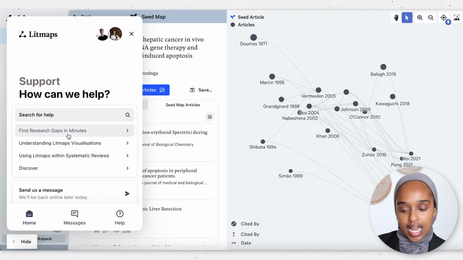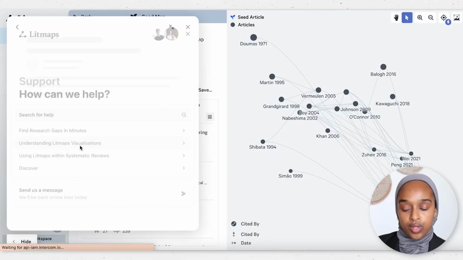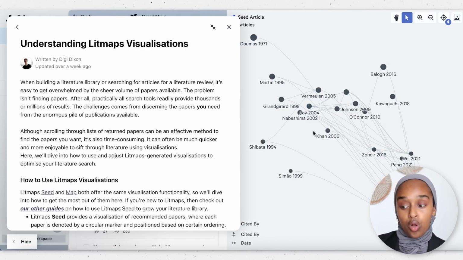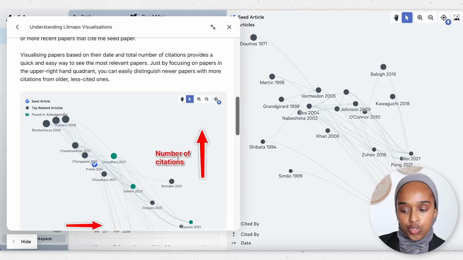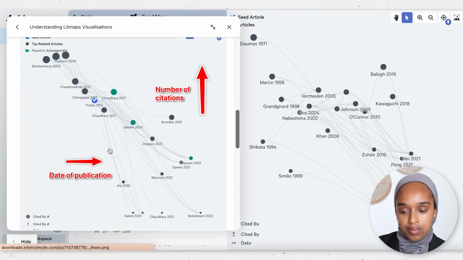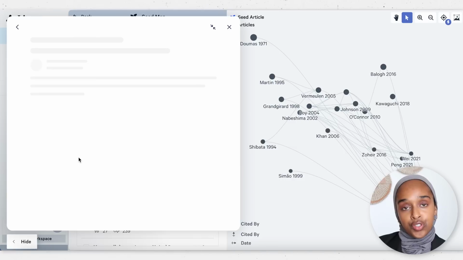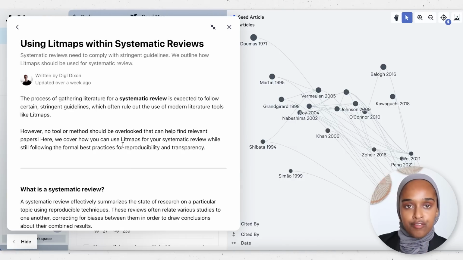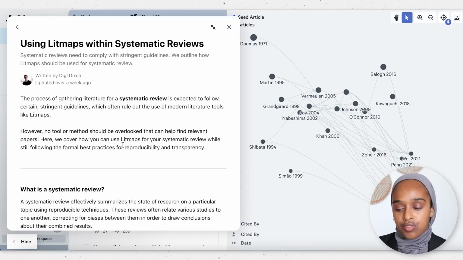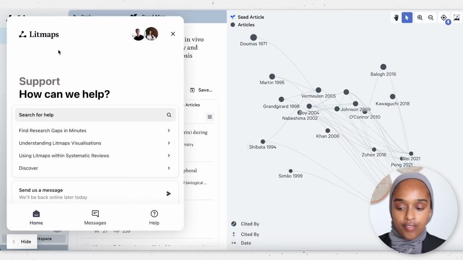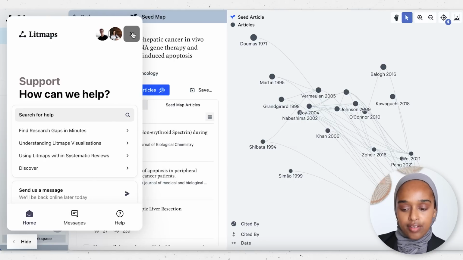And the other one I like is how to understand their visualization. So if you're not quite sure what this means, this is also a good way of telling you what these mean. And the last one I liked was this one, using systematic reviews, how to input this information into a systematic review. I think that's really handy as well. So just have a little play around with it. It's really handy, really helpful, helps you discover new papers as well.